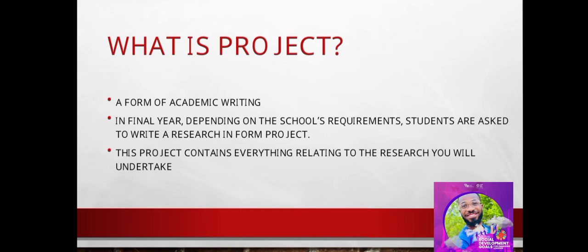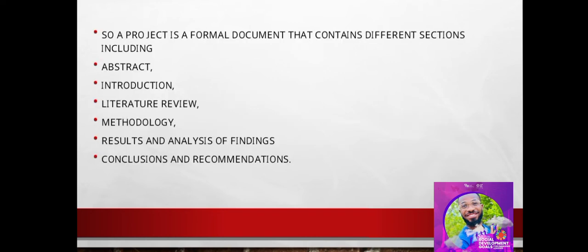Now, this project contains every single thing relating to the research you undertake. It's like writing down everything you're going to do in your project for a particular research. A project is a formal document that is divided into different sections. We have the abstract, the introduction, the literature review, the methodology, results and analysis of your findings, conclusions, and recommendations. All of this will be explained further in this video. So let's move fast. We don't waste much of our time.